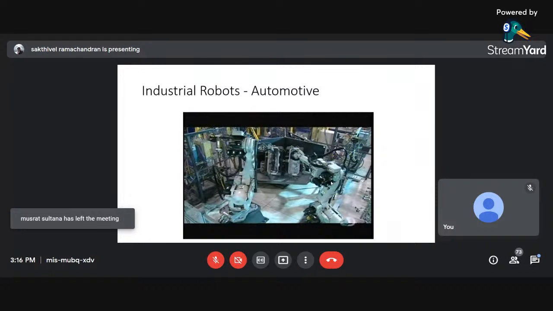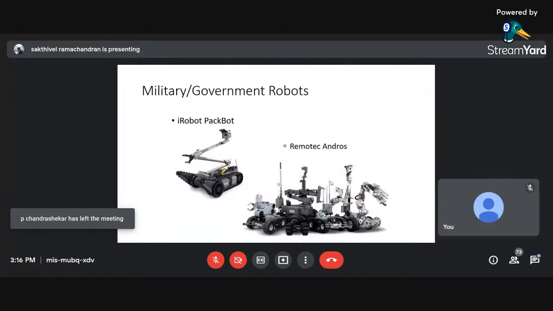Again, as we say, on the application side, where could these neuromorphic computing systems be used? Basically, in multiple domains, starting from industrial robots, automotives, military, government robots, mostly with respect to robotics, wherein we would like to make the robot more autonomous and self-learning. Under these conditions, we are trying to incorporate neuromorphic computing processes.